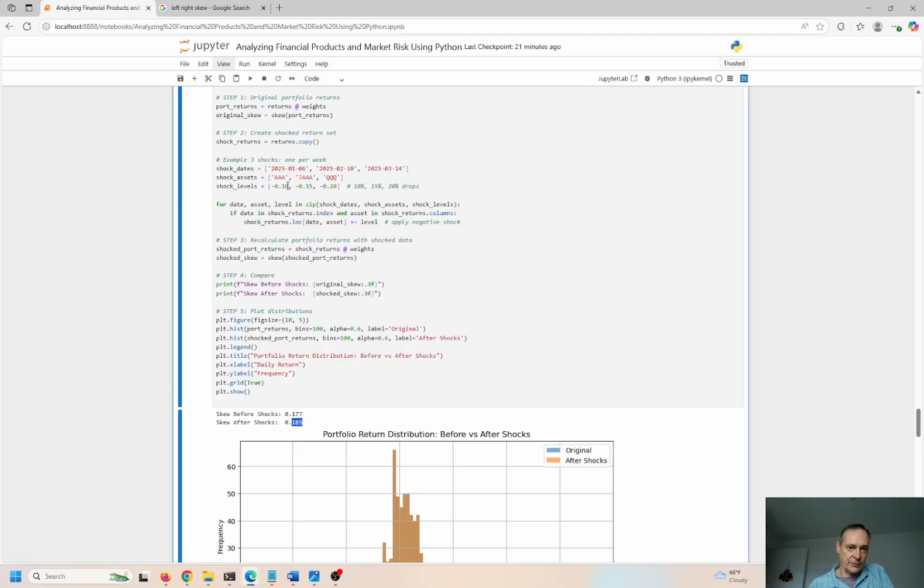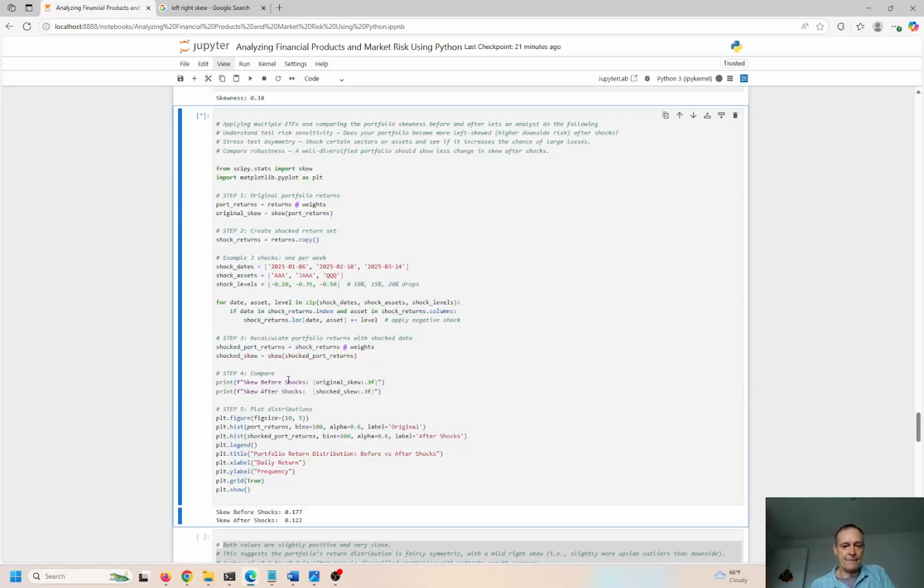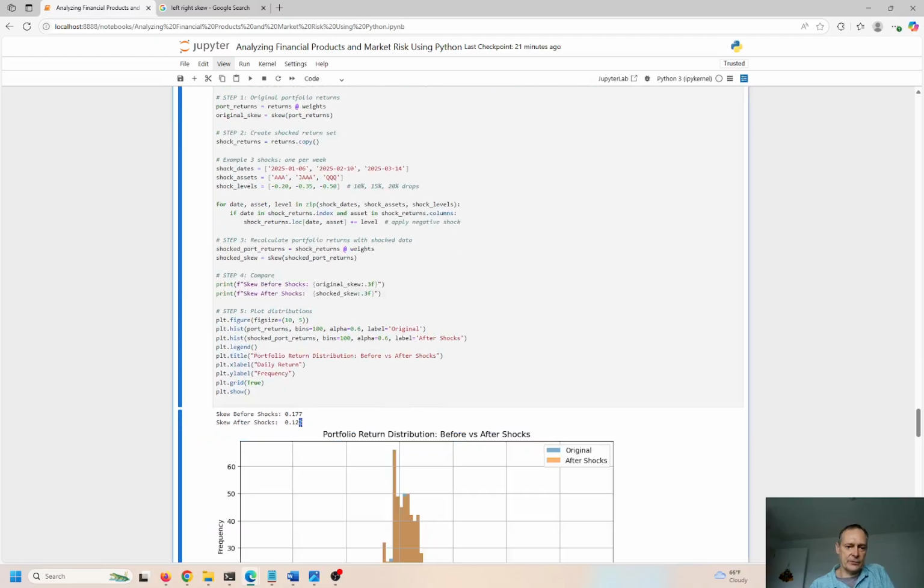So not much of a movement there. If I increase the shock amount to 0.2, I'll make this 35, and I'll make this 0.5. If these numbers stay relatively the same, yeah, this goes actually down a little bit, right? And before the shock, that was 0.177. So basically, this tells me that the portfolio is pretty stable. Like it's not really impacted by these shocks.